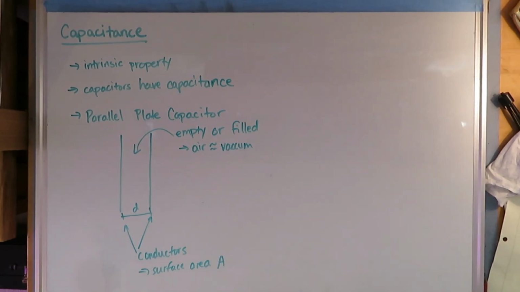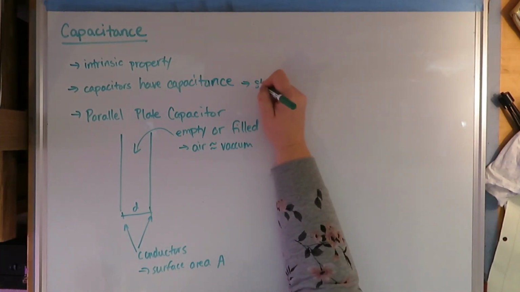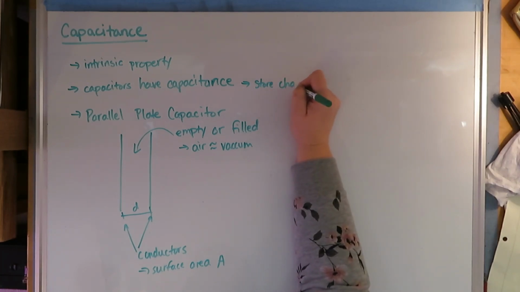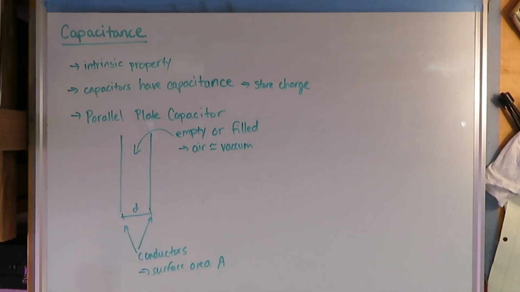So what happens is that there is some amount of capacitance for a parallel plate capacitor that is dependent on its physical construction. We'll get to that in a minute. But basically what a capacitor does is it stores charge. So these capacitors have a capacitance and they store charge. How would they store charge? They basically store charge by creating a voltage difference between them.